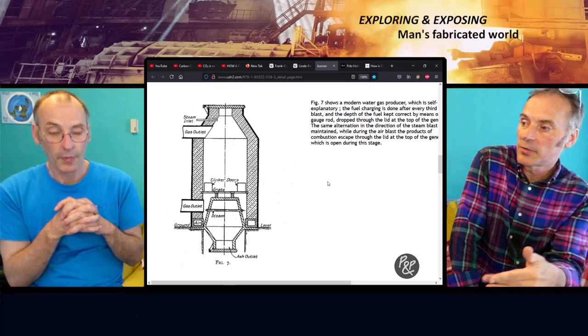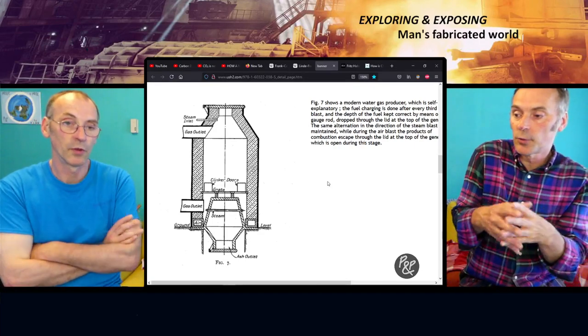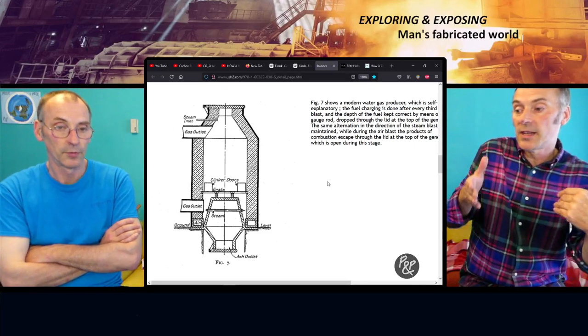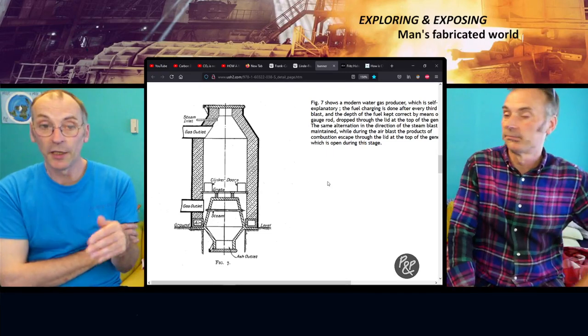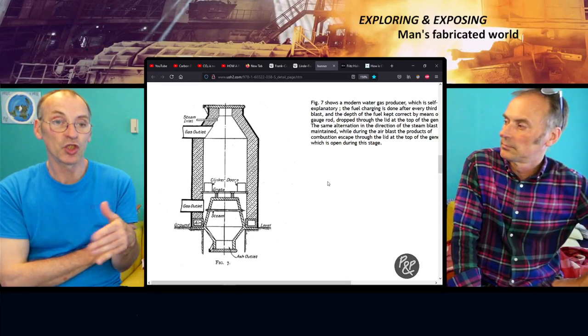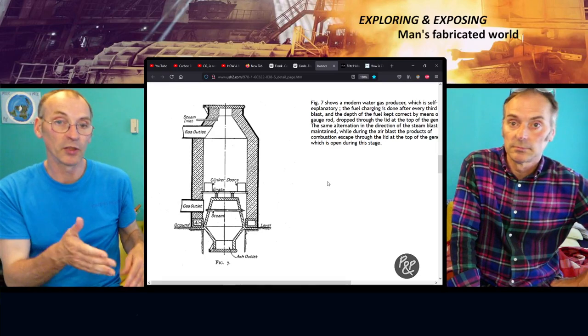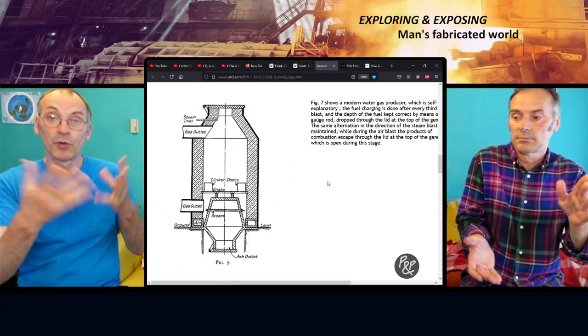The steam decomposes the remnants of the charcoal or the coke, the fuel source, and strips it of the remaining flammable material. And it produces water gas. And then when they get to a point where it needs stoking up again, they'll stop the steam and blast it with some air, and then it will just produce flames.